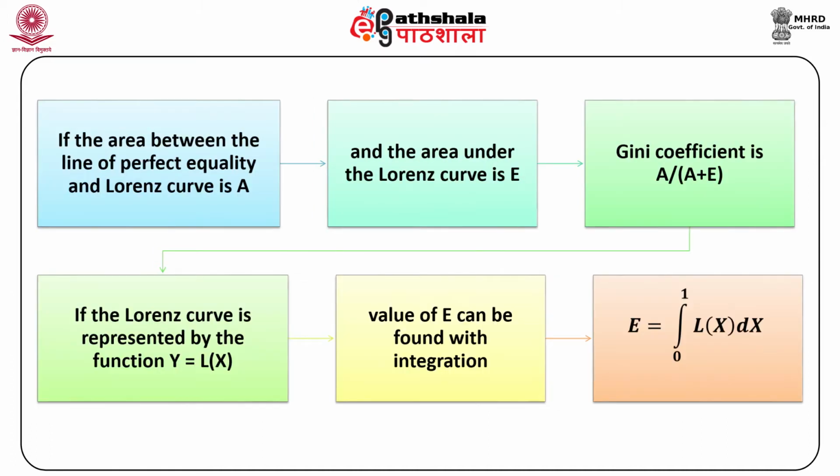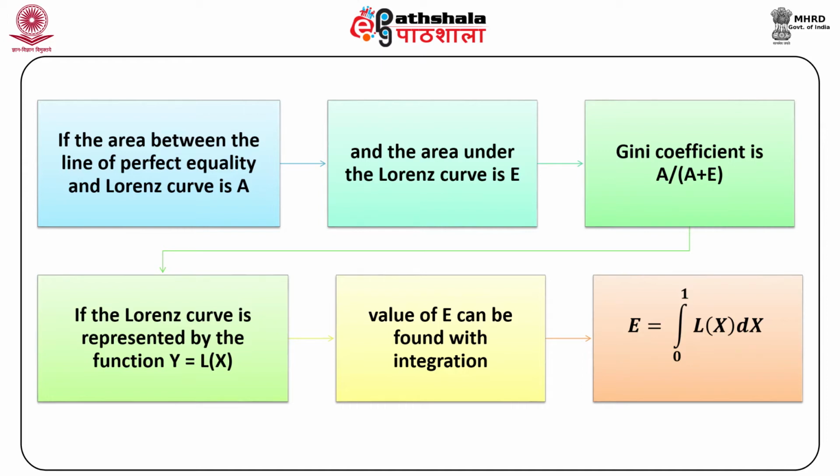Example: if the area between the line of perfect equality and the Lorenz curve is A and the area under the Lorenz curve is E, then the Gini coefficient is A/(A+E). Since A+E is 0.5, this implies 2A = 1 - 2E, that is the Gini coefficient.